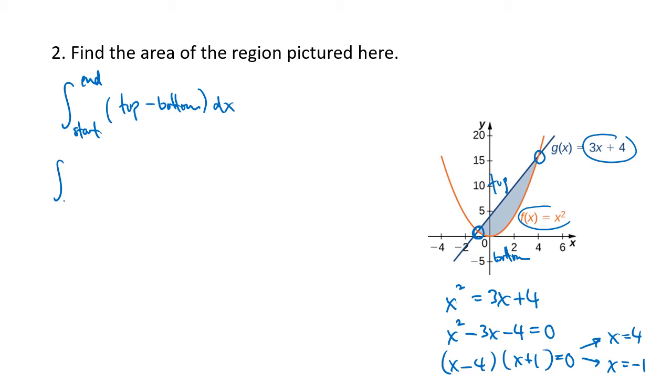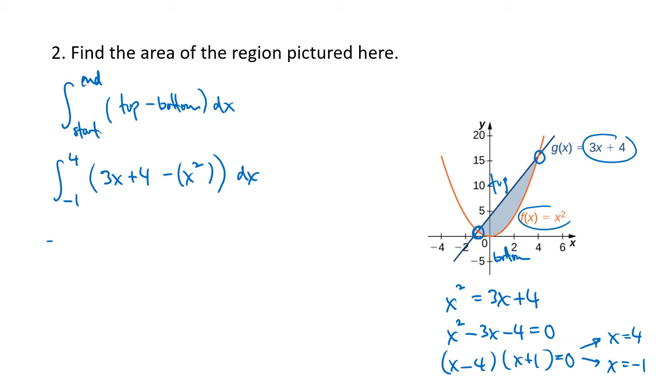So that means that the integral that we need is going to go from negative 1 to 4 of my top function, which is 3x plus 4, minus my bottom function, which is x squared. And I'm just going to go ahead and put that x squared in parentheses because it's a good habit to be in, even though in this case, if I had forgotten them, it wouldn't affect my answer.